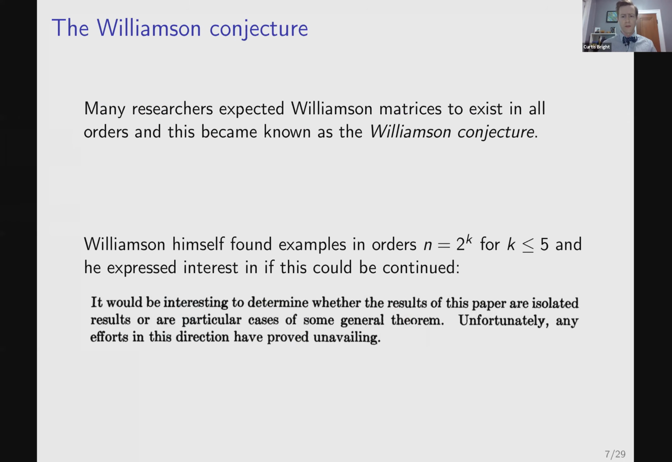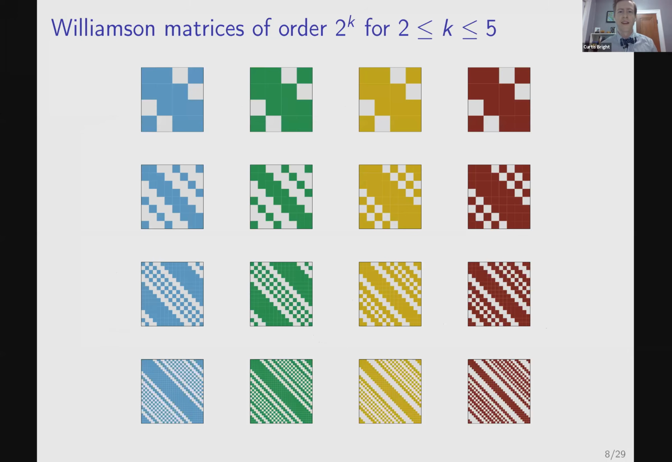I have a quote from it down here. He basically says it would be really nice to prove some kind of a general theorem, right? He was only able to show the existence of Williamson matrices for some small orders. In particular, he examined the powers of 2. He was able to find Williamson matrices in orders that were powers of 2 up to 2 to the 5, which is 32. And I've colorized the matrices that he gave in his original paper.